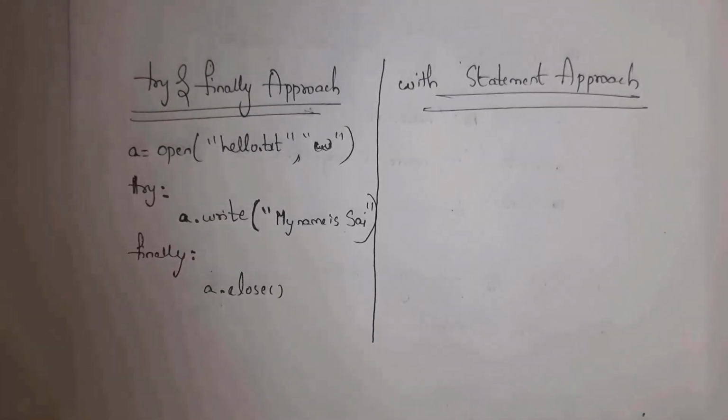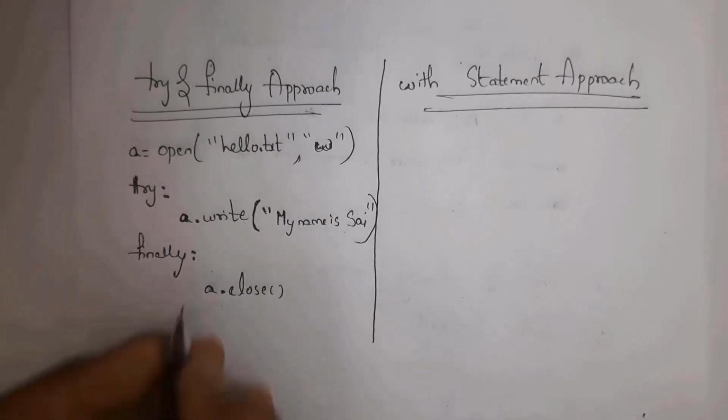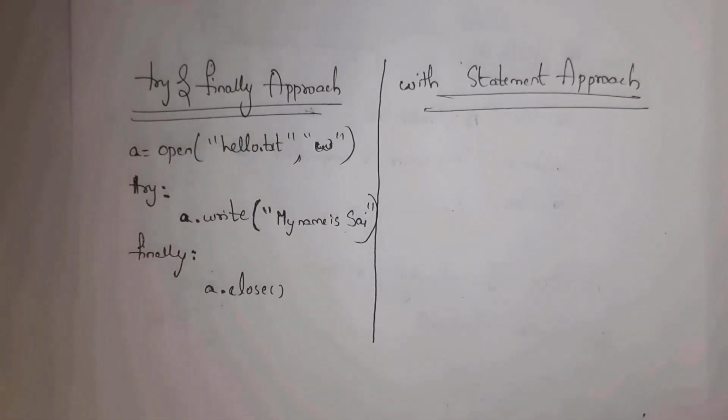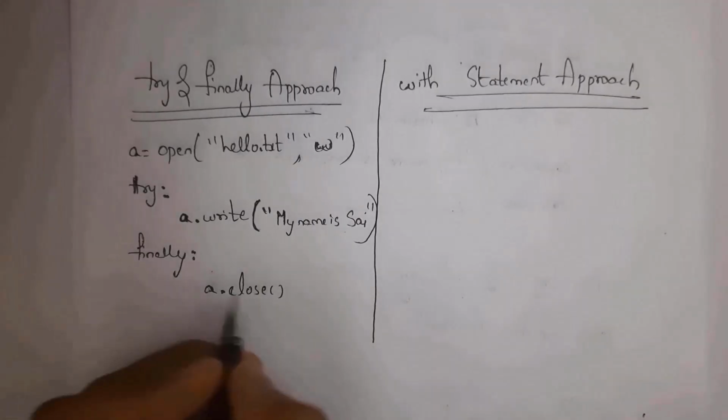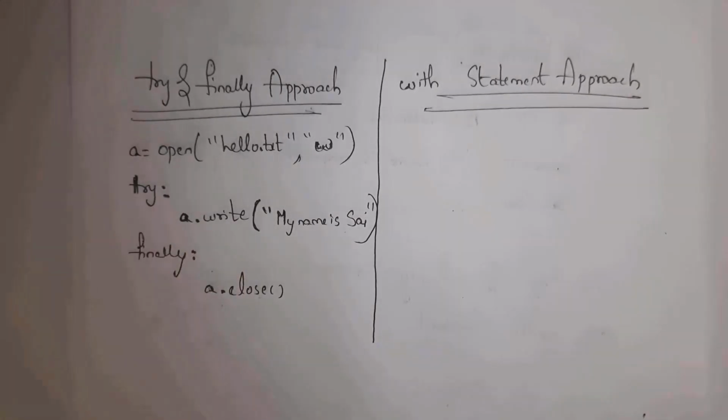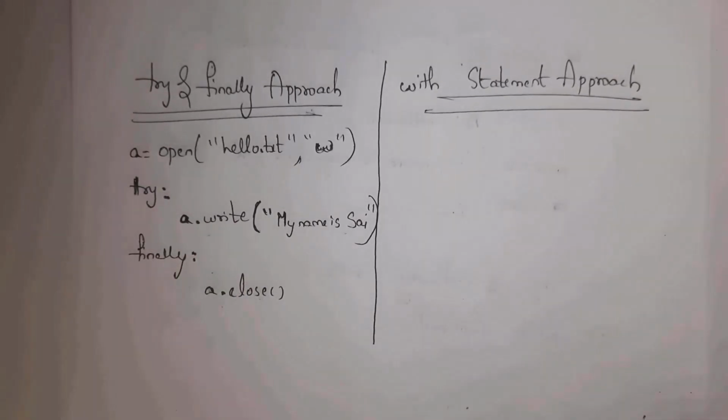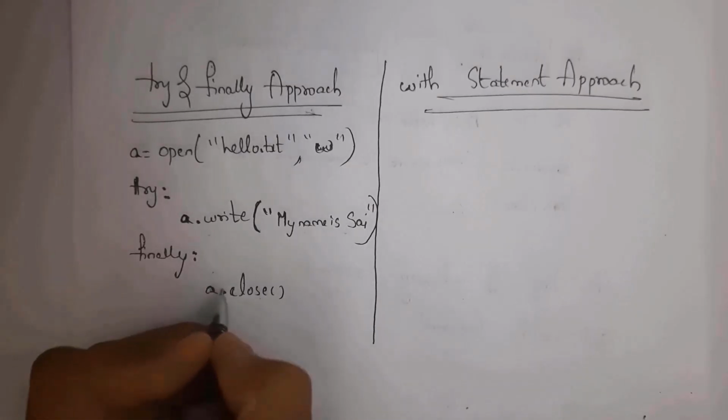Again take finally block. Inside finally block I written a dot close. By using close method we can close our file. My file is present in object A, so I written here a dot close. Though if there is an exception or not, this finally block is always executed. Inside finally block I written a dot close.